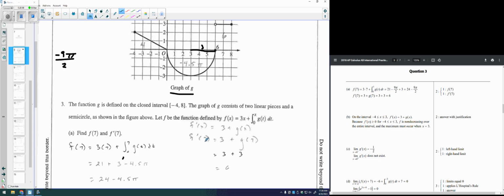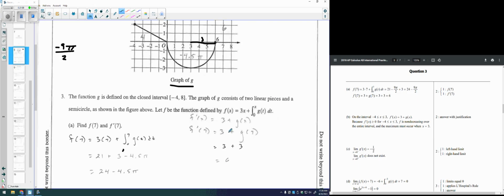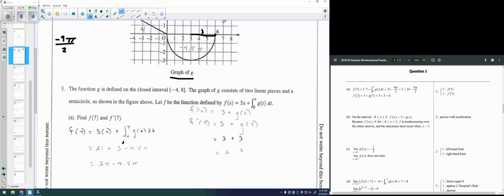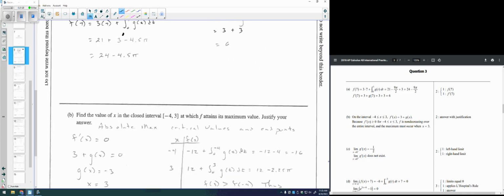So f prime of 7 says plug in 7. So this is g of 7. g of 7 is just a value. At x equals 7, the g function is 3. And so I have 3 plus 3, which is 6. So I get 1 point for f of 7, and I get 1 point for f prime of 7. That wasn't a whole lot of difficult math. Hopefully we got it. Okay, question B.